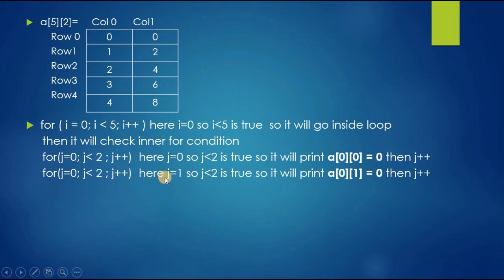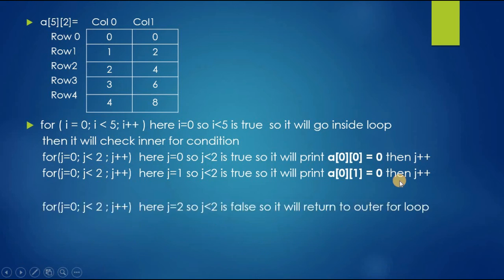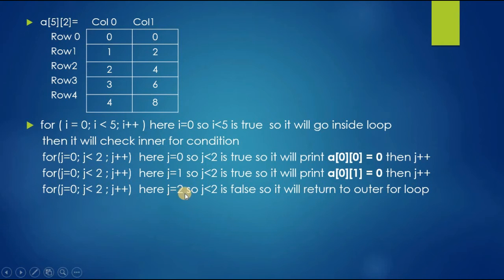Now we got j equal to 1 and j less than 2 is true. So it will print a[i][j] as 0, because at the first row and first column the value is 0. So we got the value 0 here. Then j will be incremented. Now j is 2 and j less than 2 is false, so it will go to the outer loop. When it goes to the outer loop, that time i will be incremented.